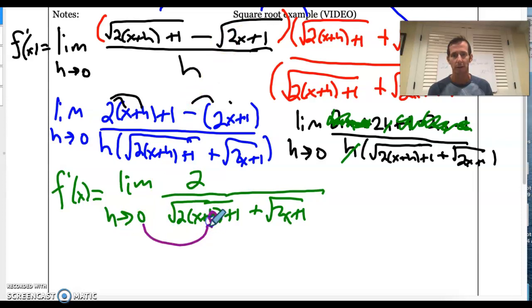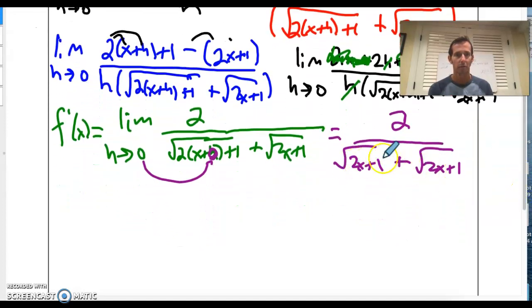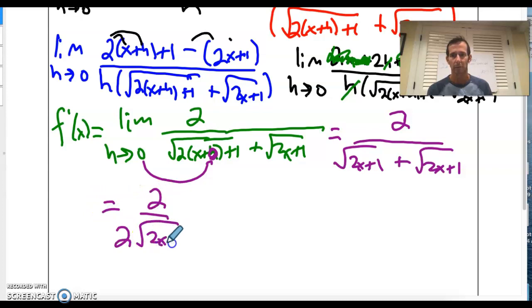So if I put 0 in for h, and now I've done the limit piece because I just put the 0 in. So now this is a 2 on top, and this is just 2x because that's a 0. So I would have the square root of 2x plus 1 plus the square root of 2x plus 1. And I don't know if you know this, but if I have 2 of these on the bottom, what I really have is 2 square roots of 2x plus 1.